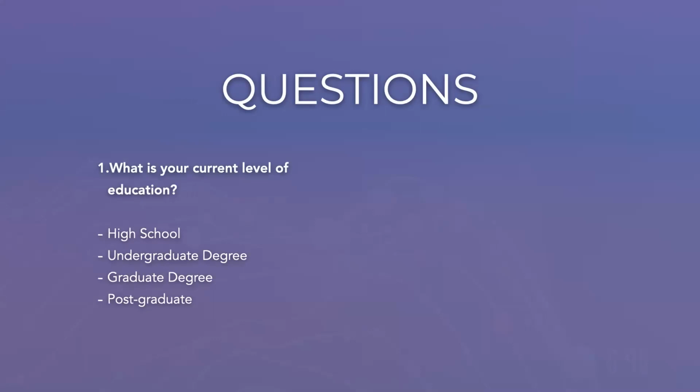But to help us structure this data, let's provide you with a schema. Number one is you're in high school. Number two, you have an undergraduate degree. Number three, you have some form of graduate degree. And number four, you have a postgraduate degree. So please answer in the chat box.